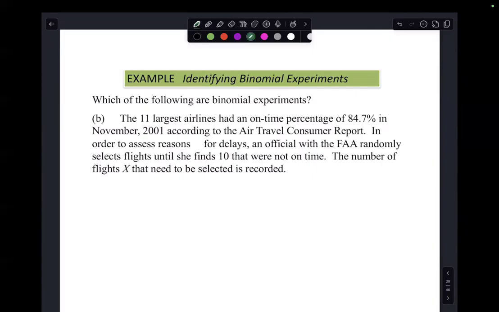We do not have a fixed number of trials. Exactly, because they keep pulling flights until they got 10 that were not on time. So technically, this is called a geometric probability, but you're not going to learn that unless you take 247 or 244, which is the next stats class. So don't even worry about it.